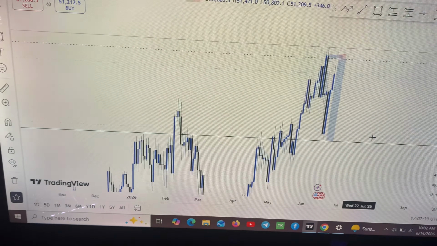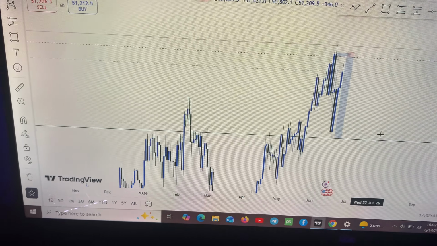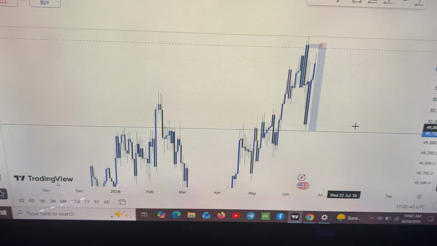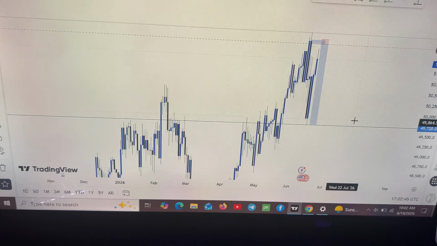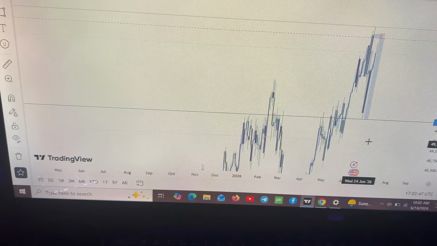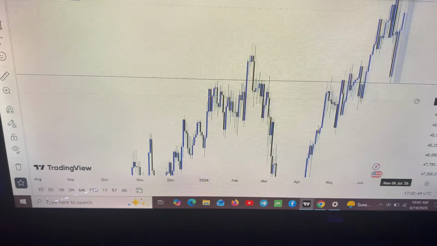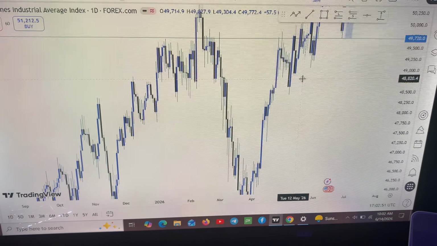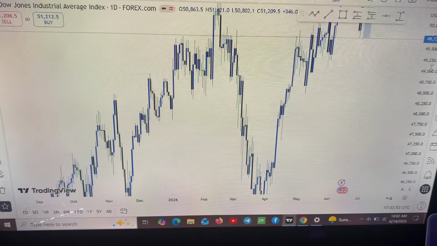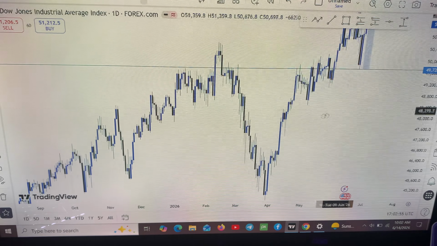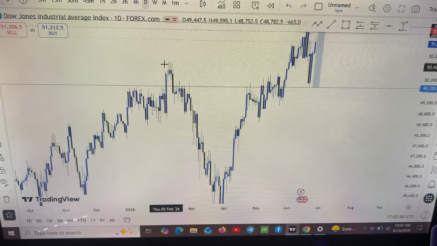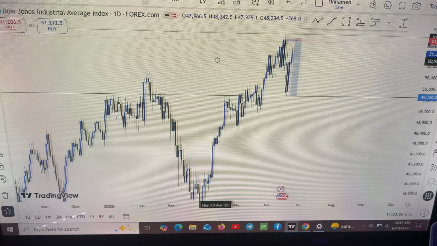So what's up guys? In today's video I'll be showing you the trade I'll be taking on US30. We have seen that US30 has been bullish for a very long time, and this is basically the daily time frame. US30 has now taken out this all-time high right here, and what we'll be expecting is a pullback.